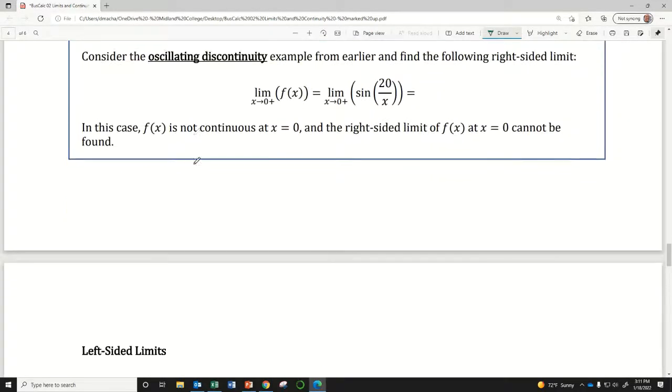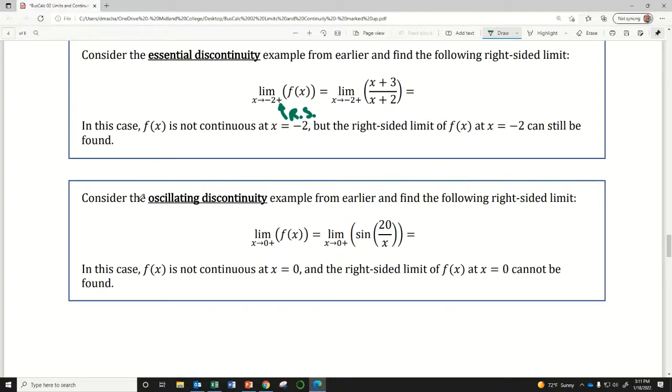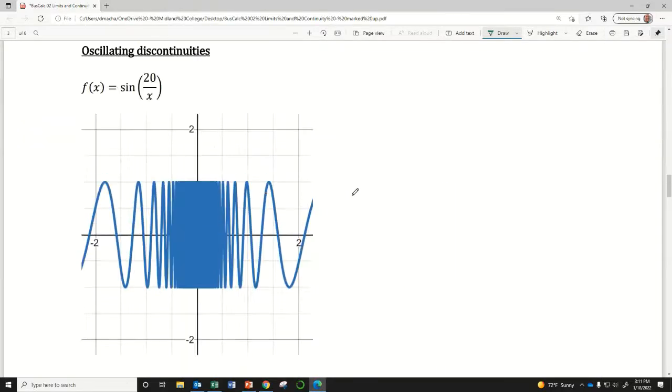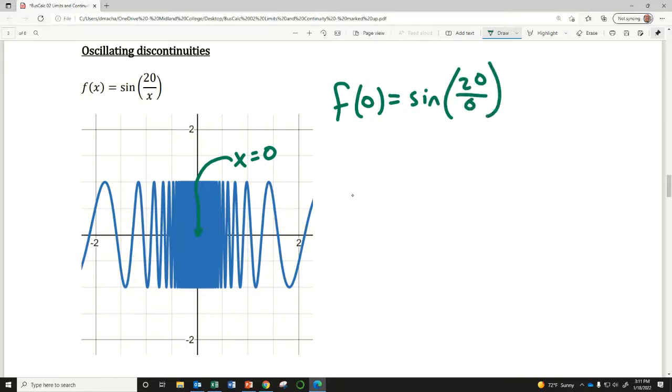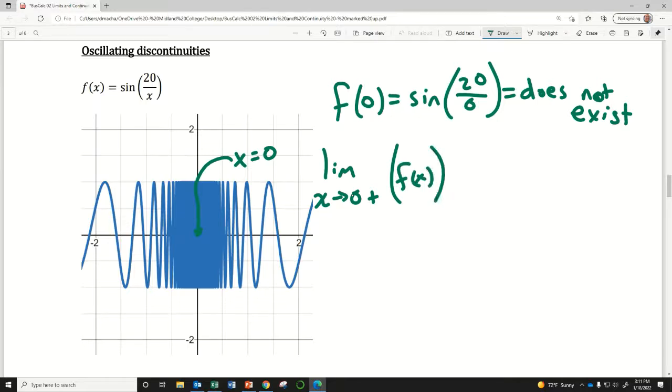Okay, now one final example for the right-sided limit, we'll consider that oscillating discontinuity from earlier and try to take the right-side limit in the same way. So here's my oscillating discontinuity. And what I want to do is, at this point where x is equal to 0, I know that my function here would be sine of 20 divided by 0, but since I can't divide by 0, this does not exist. So what we'll try to do here is take the limit as x approaches 0 from the right side of my function and see what happens.